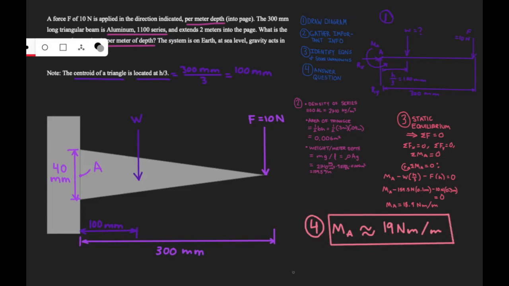We go back and review our problem statement. We're wondering what the moment about point A is, and that's going to be about 19 Newton meters per meter. So there you have it. That's how you solve this Tesla interview question.